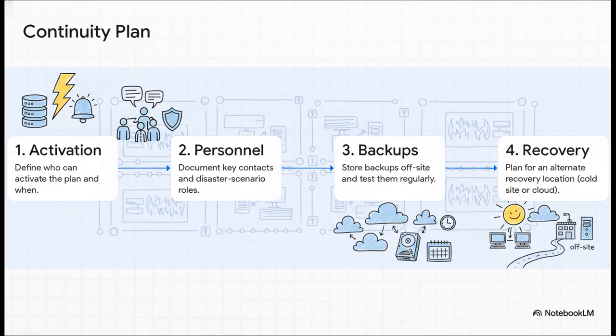A learning continuity plan, based on guidance from great organizations like COSN, lays out the exact steps to keep school going even when your IT systems are down. It covers everything from who has the authority to declare an emergency, all the way to making sure your backups are off-site, safe, and actually tested.